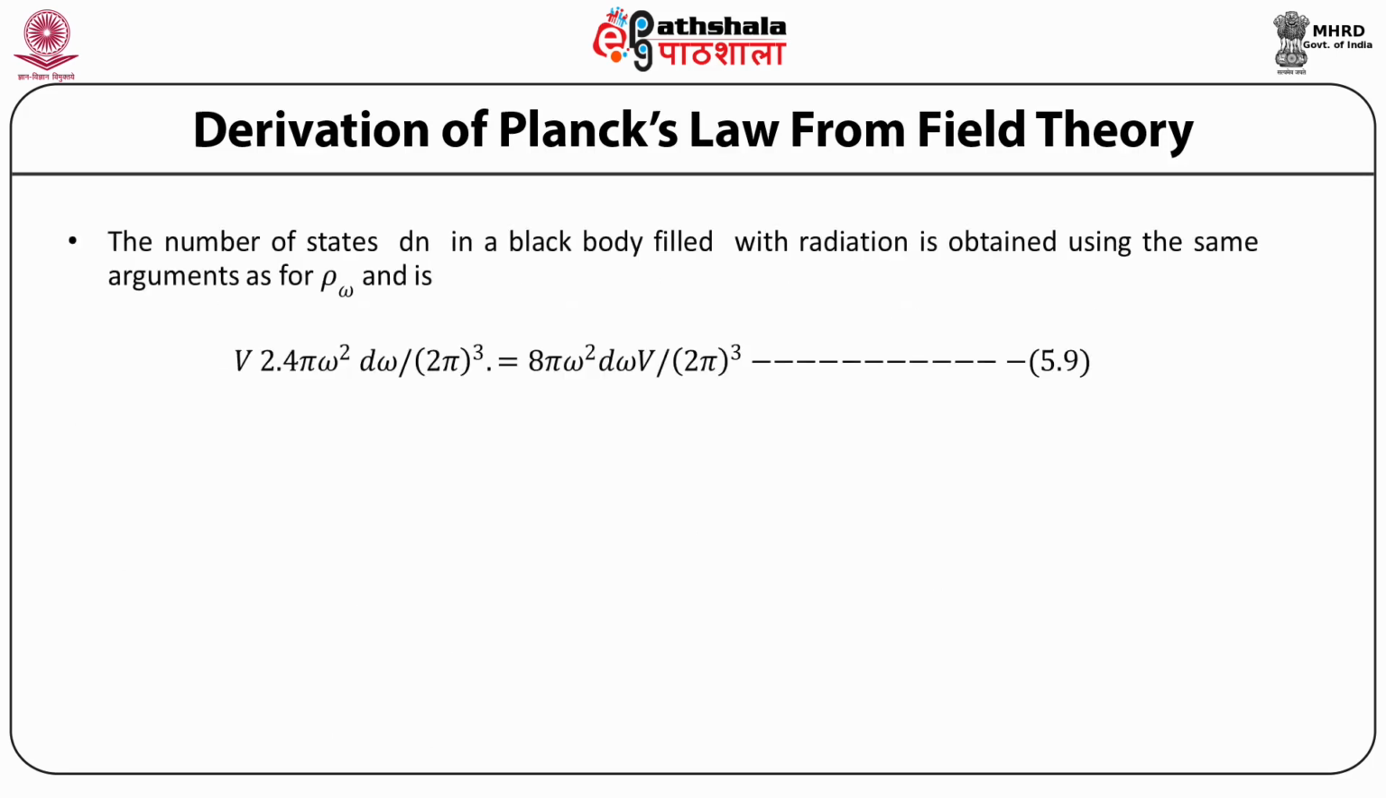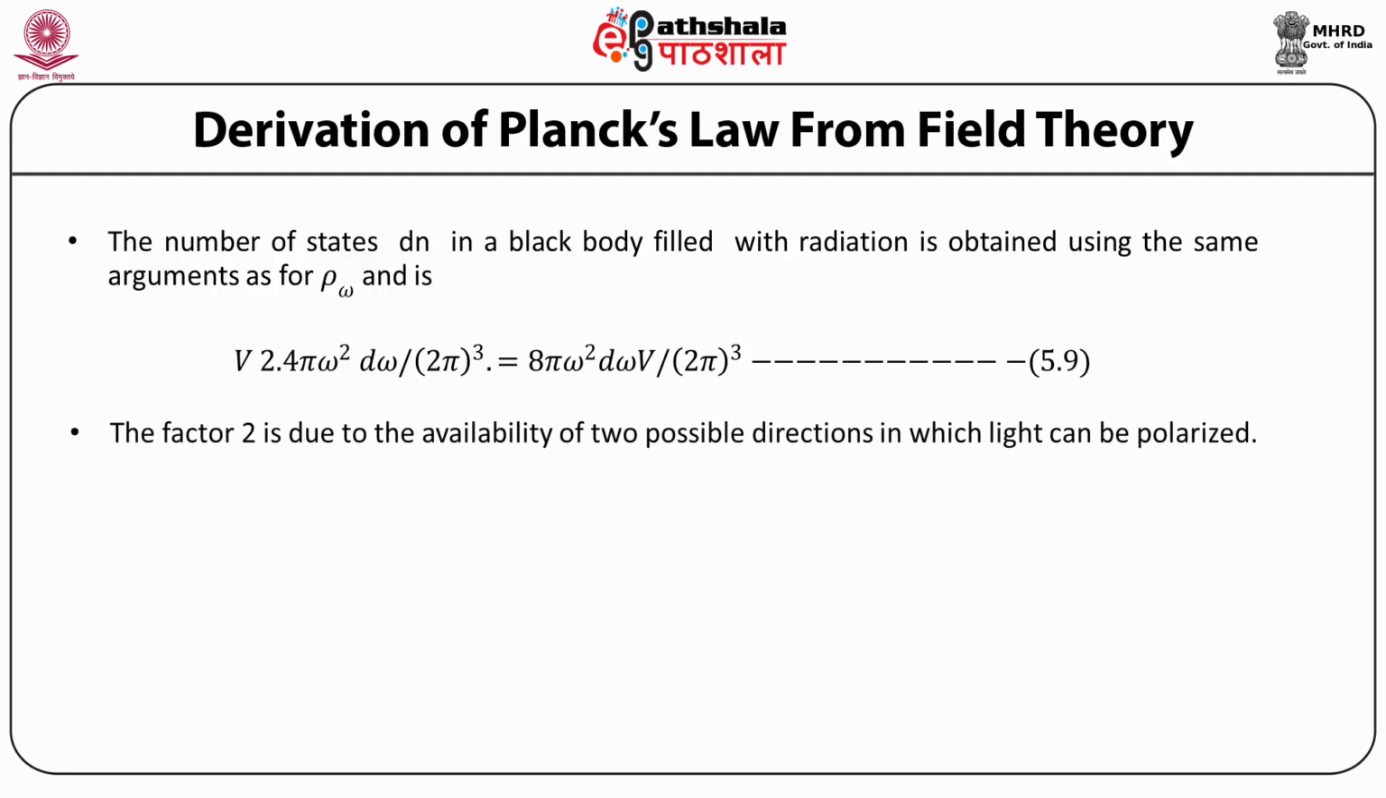The number of states dn in a black body filled with radiation is obtained using the same arguments as for density of states rho omega, and is V into 2 into 4 pi omega squared d omega divided by 2 pi cubed, which is equal to 8 pi omega squared d omega V divided by 2 pi cubed. The factor 2 is due to the availability of two possible directions in which light can be polarized.